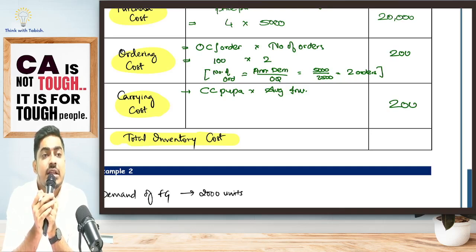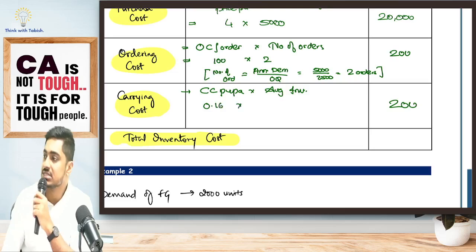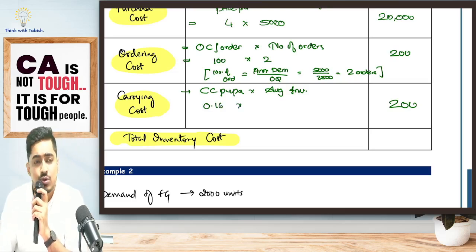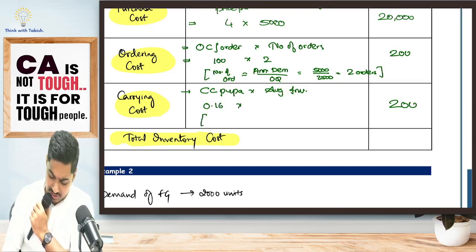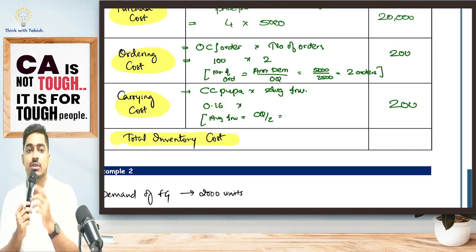But still, let us do our calculation. Tell me, what is my carrying cost per unit per annum? We've calculated it as 0.16. Into average inventory, do we know? No, slowly, one step at a time. What is average inventory? Simple. It is ordering quantity divided by 2. Half of what you order is what you'll have with you on average.